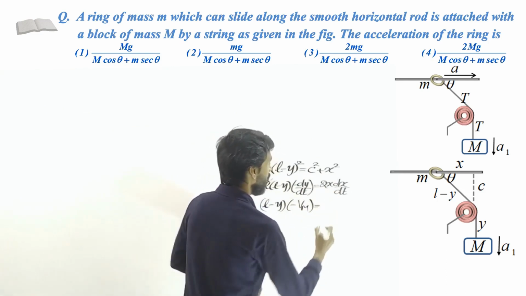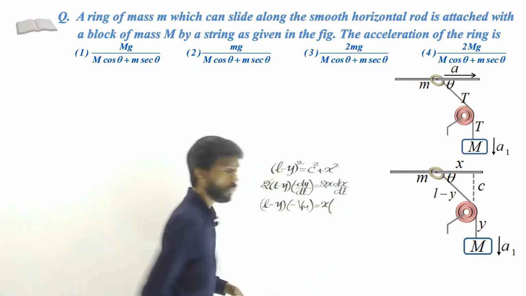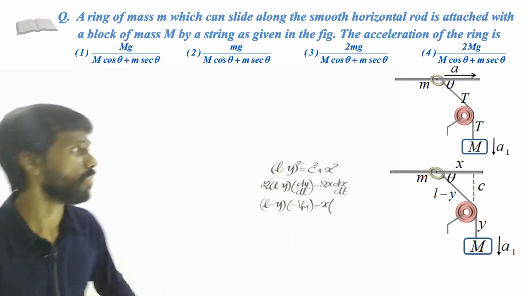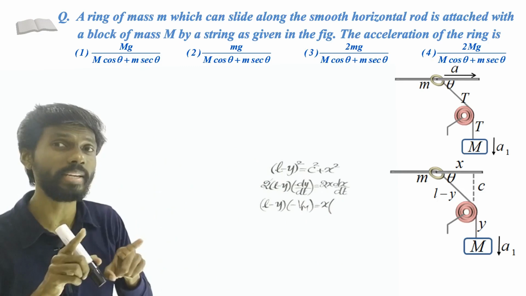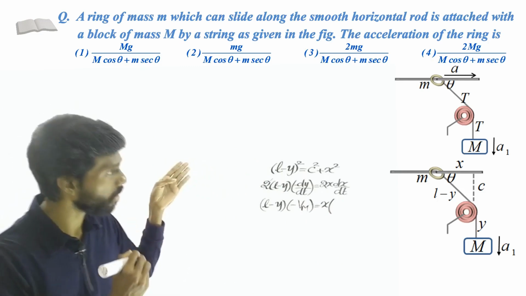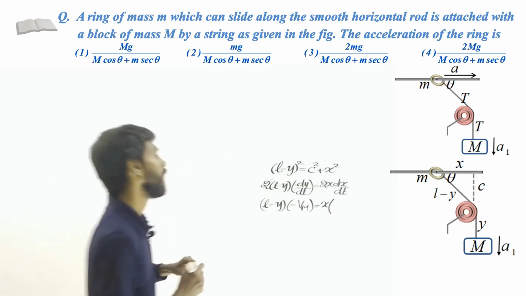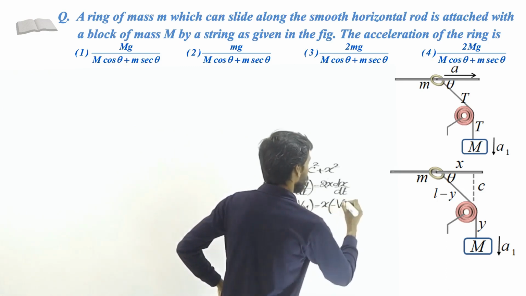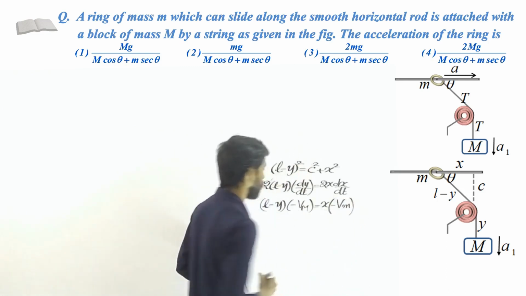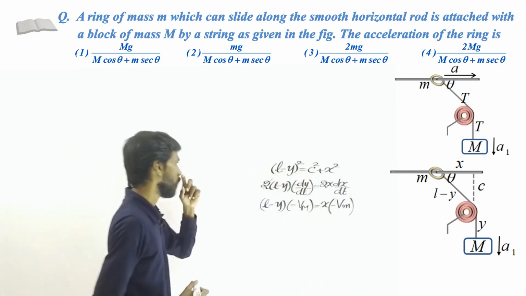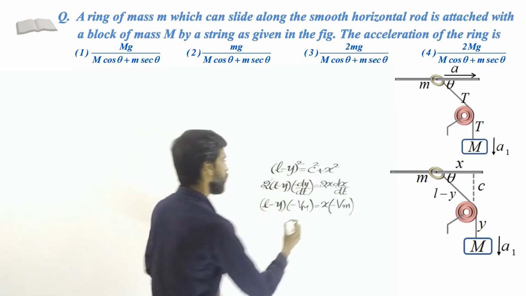That equals x multiplied by dx by dt. What is dx by dt? That is the velocity of the ring, but negative of that, because x decreases as the velocity increases. So this is minus of the velocity of the ring of mass small m. That is the relation. Now what is the relation?